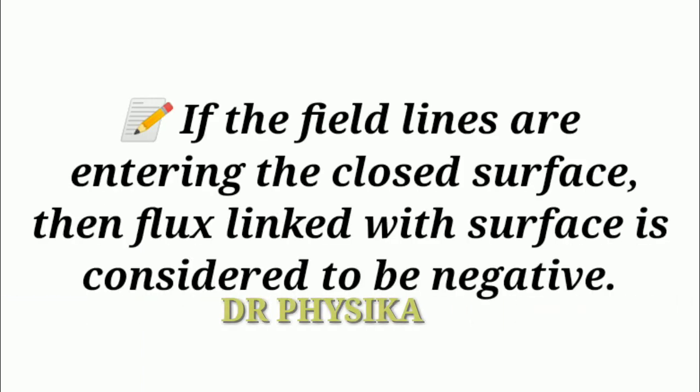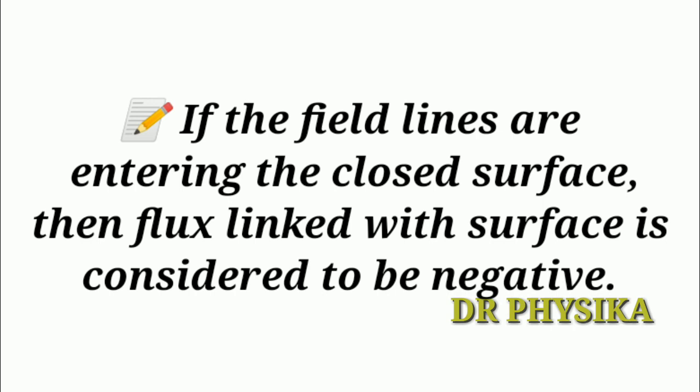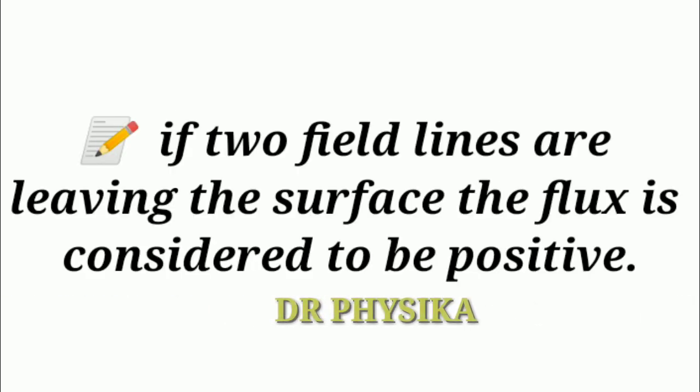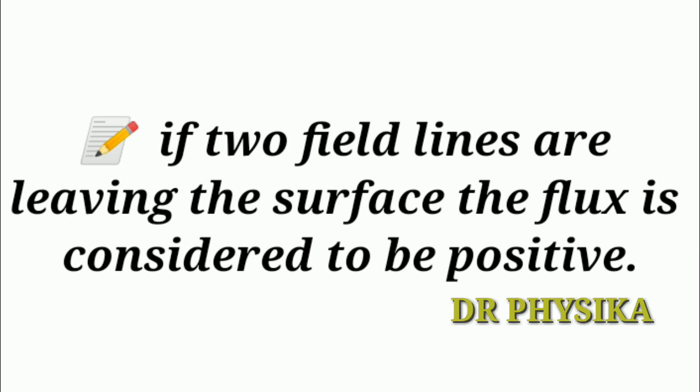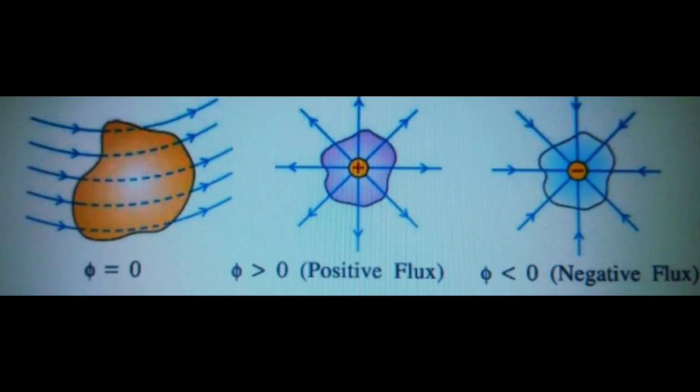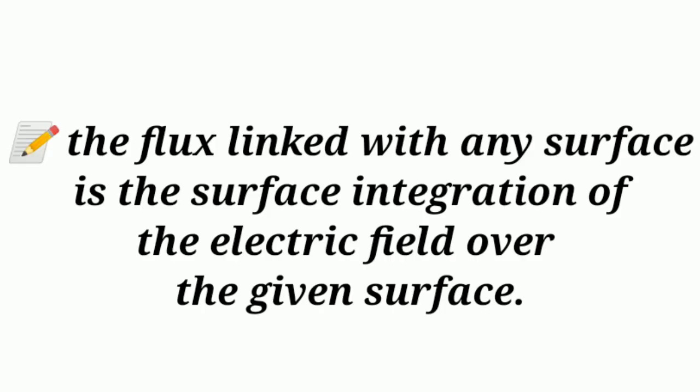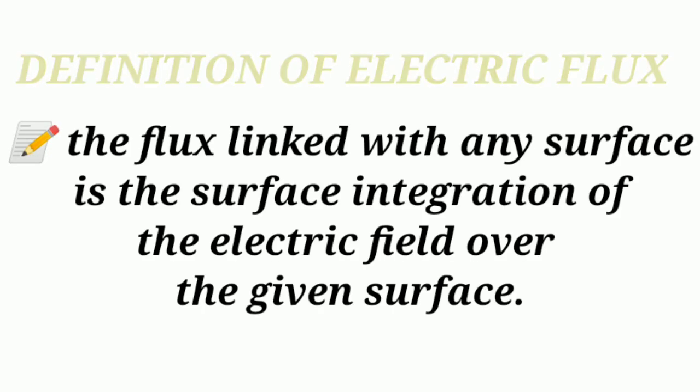If the field lines are entering the closed surface, then the flux linked with this surface is considered to be negative. And if the field lines are leaving the surface, the flux is considered to be positive. Look at this diagram. The definition of electric flux: the flux linked with any surface is the surface integration of the electric field over the given surface.